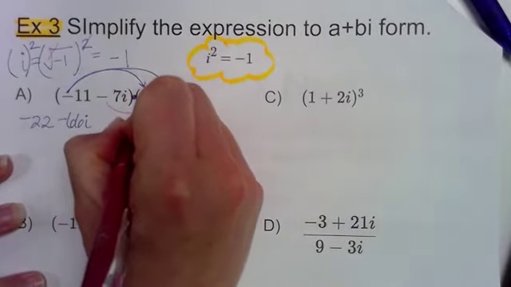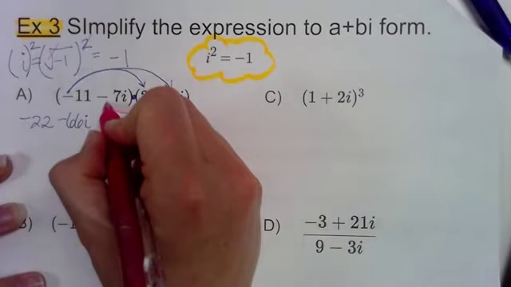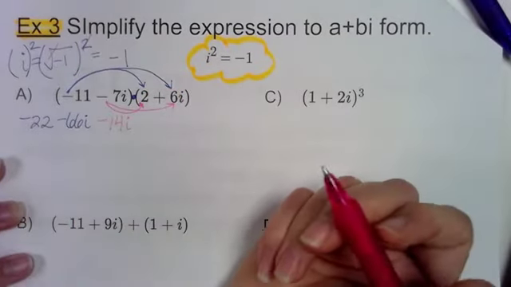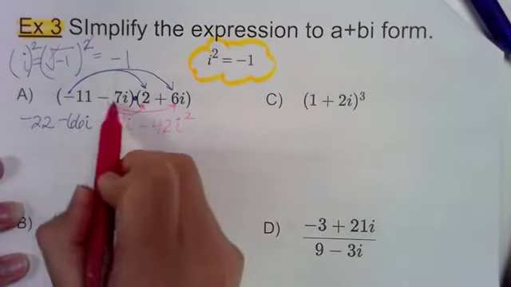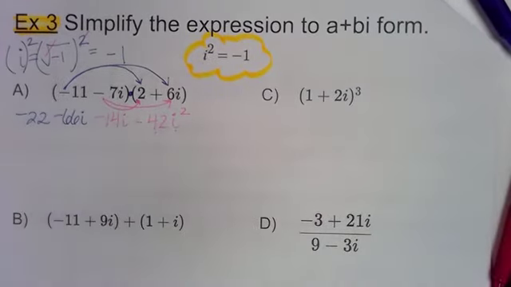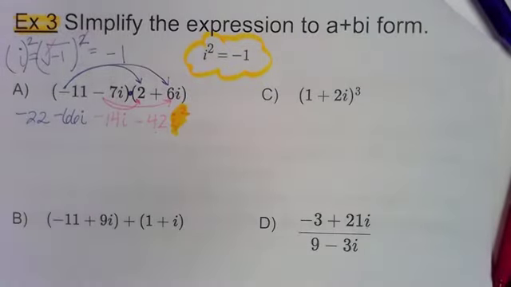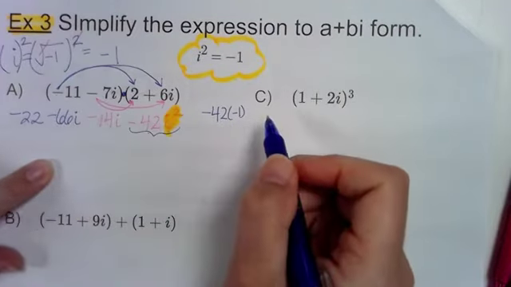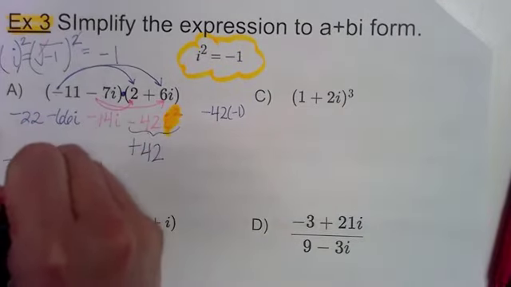Negative 7i times 2. Negative 14i. And then negative 7i times 6i is what? Negative 42i squared. Very good. Negative 7 times 6 is negative 42. i times i is i squared. Very good. And then I'm going, oh, wait a minute. i squared is what? Negative 1. So really, this is negative 42 times negative 1. What is negative 42 times negative 1? Positive 42. So it really just changes the sign of the number, which is quite interesting.